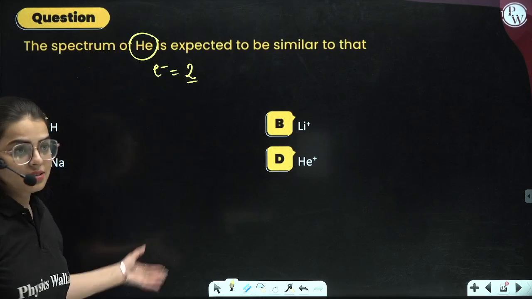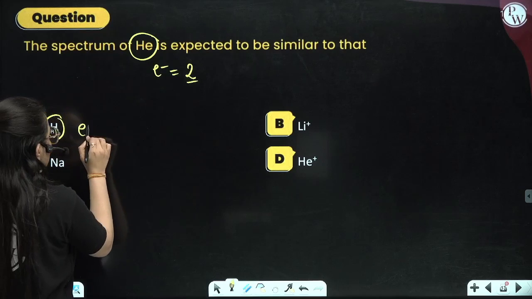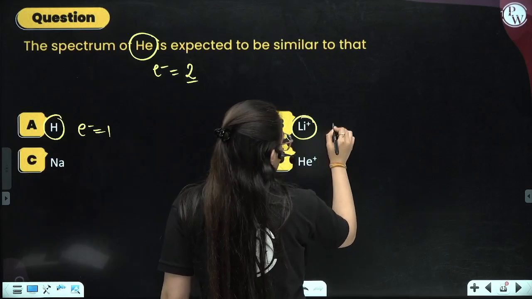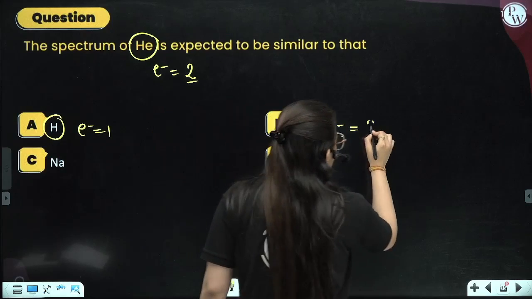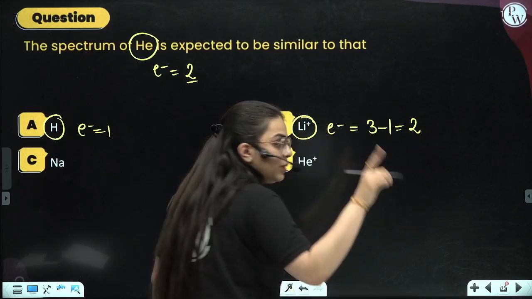Now, let us see the other cases also. If I talk about hydrogen, neutral species, electrons will be 1, atomic number is 1. Lithium positive: atomic number is 3. For neutral it is 3, but there is a +1 charge, so you will subtract 1, it will become 2. 2 electrons, okay.